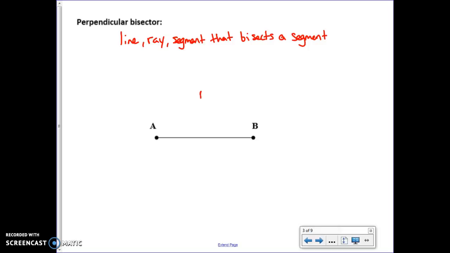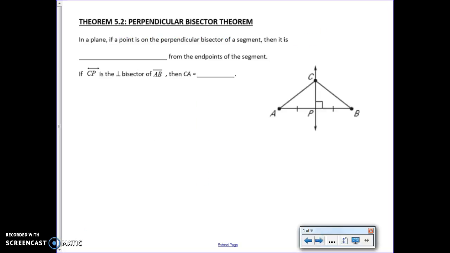So I could draw a line right down the middle, and I'm not using my straight edge, please use yours, that meets at a right angle where both sides are congruent to each other. Again, we can go over this construction if you want, just let me know. Okay, so here's our theorem to go with this.